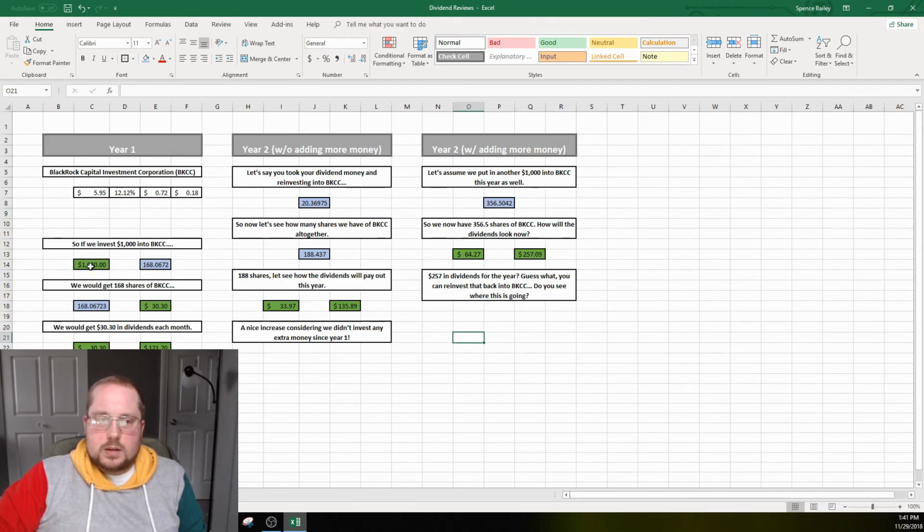And again, you're not going to necessarily just invest $1,000. You can invest however much or little you want. So keep that in mind.